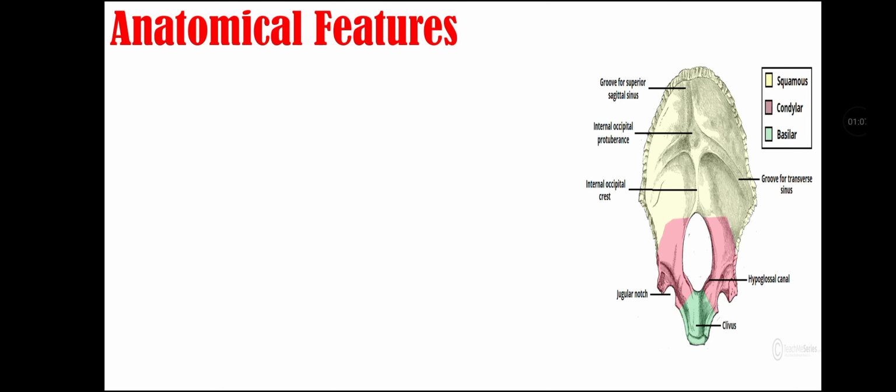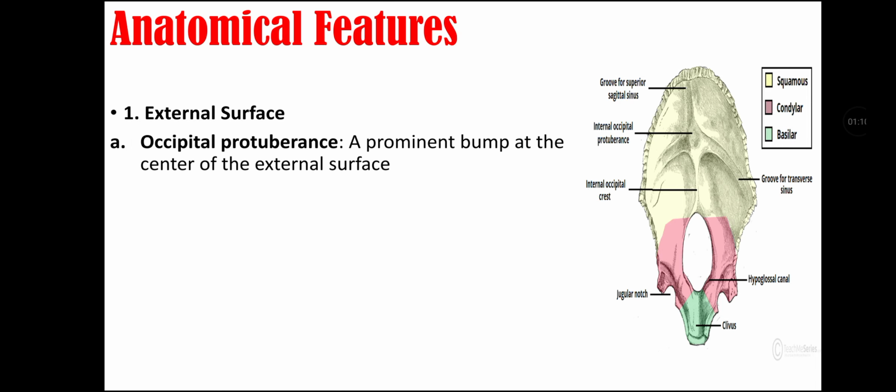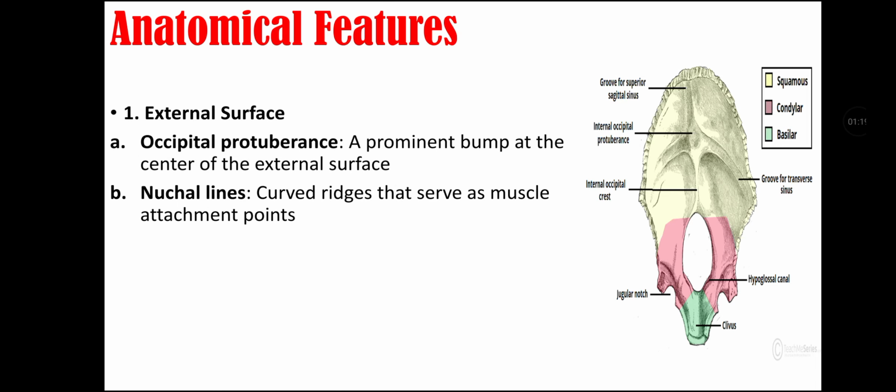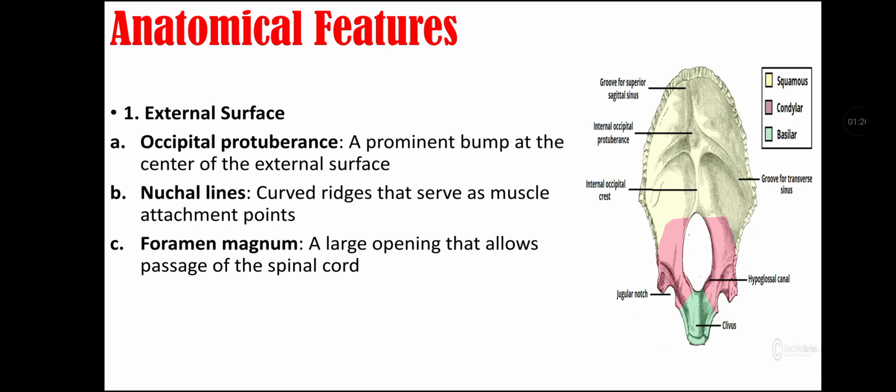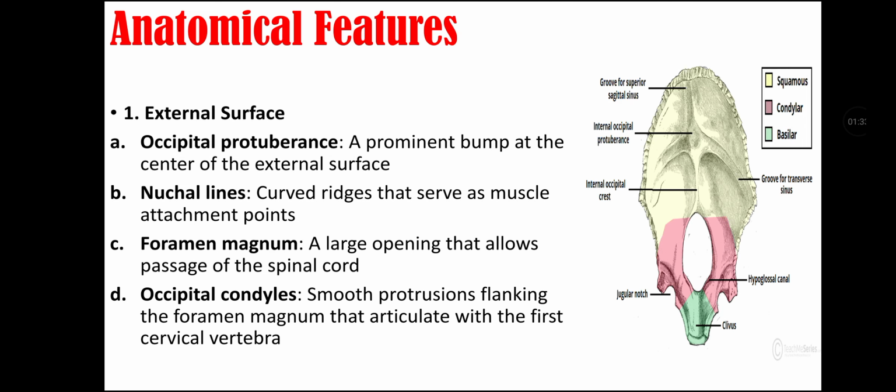Anatomical features of occipital bone. First is external surface. In external surface of occipital bone, there is the occipital protuberance, that is a prominent bump at the center of external surface of occipital bone. Second, it has nuchal lines that are curved ridges that serve as muscle attachment points. Third, it has foramen magnum, that is a large opening that allows passage of spinal cord. Fourth, it has occipital condyles, that are smooth protrusions flanking the foramen magnum that articulate with the first cervical vertebra.